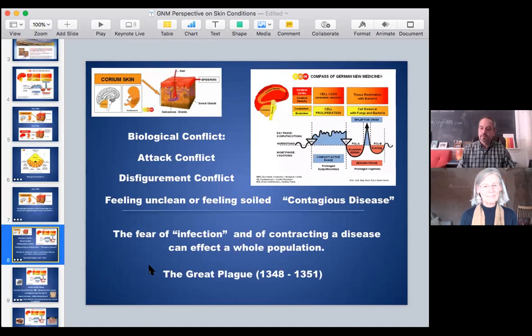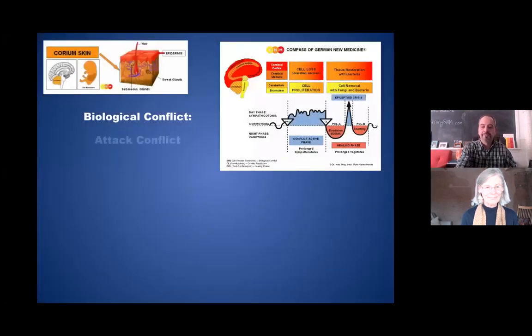Now, let's look at the biological conflict. The first conflict that we're going to look at is an attack conflict. As we said, the function of the corium skin is to protect us from injury and attack. Well, the conflict theme that affects the corium skin is an attack conflict. So you feel that you're being attacked.